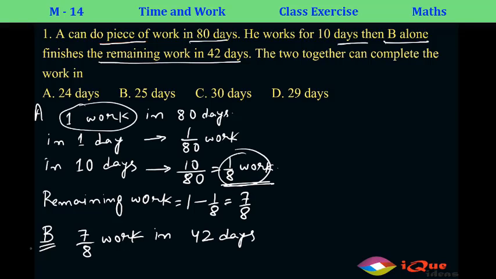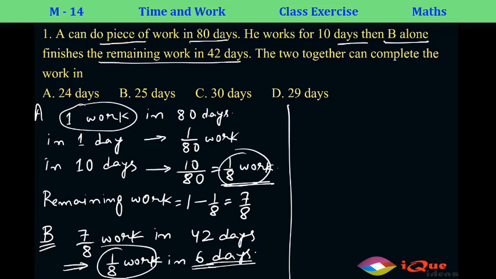Look at this very, very carefully. This is the crucial situation. B does 7 by 8 work in 42 days. Now divide by 7. So you will get 1 by 8 work in 6 days. Right? So that means B can do 1 by 8 work in 6 days. That means B can do 1 work in 8 into 6, that is 48 days.